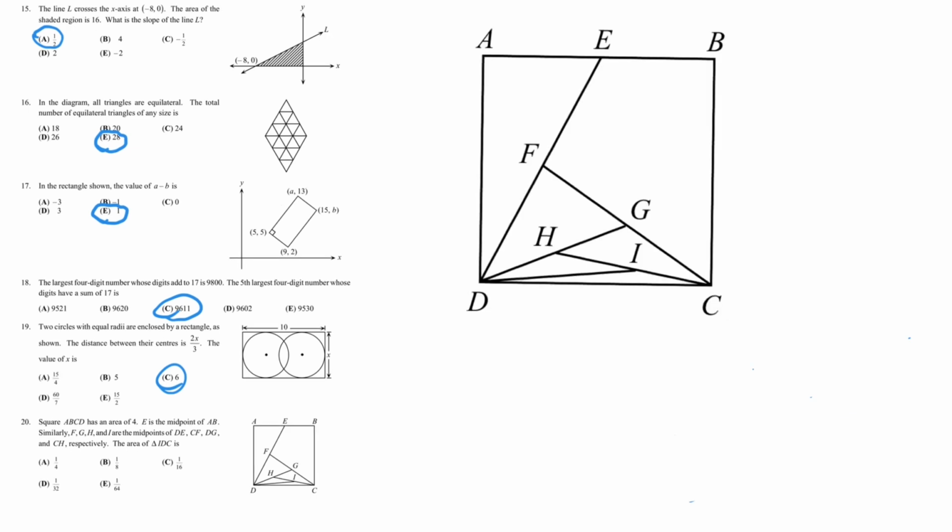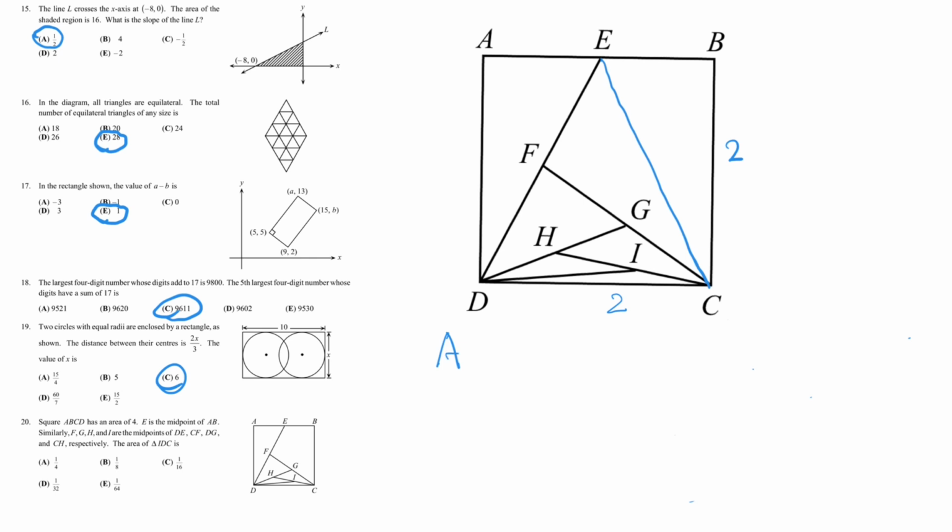Number 20. Square ABCD has an area of 4. E is the midpoint of AB. Similarly, F, G, H, and I are the midpoints of DE, CF, DG, and CH, respectively. The area of triangle IDC is. Let's connect CE. ABCD area is 4, so the side length is 2. That means CD equals 2 and BC equals 2.